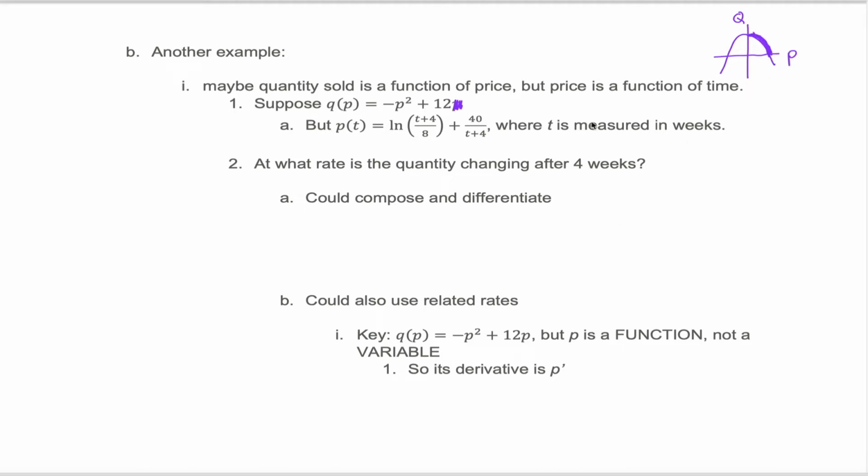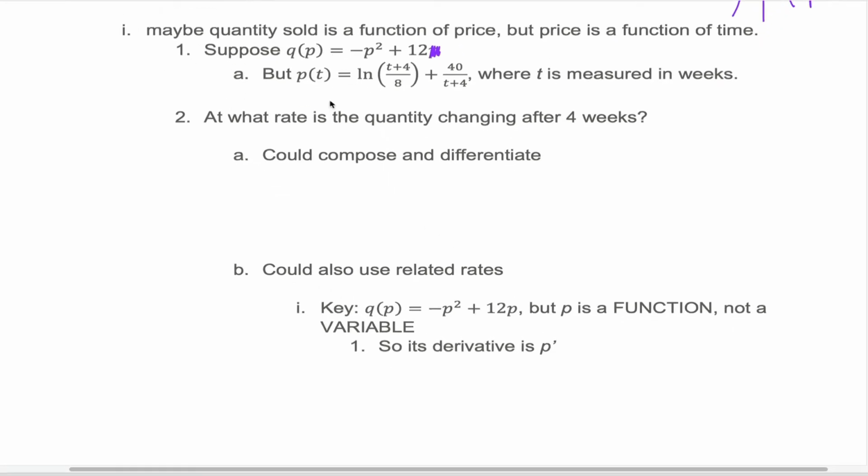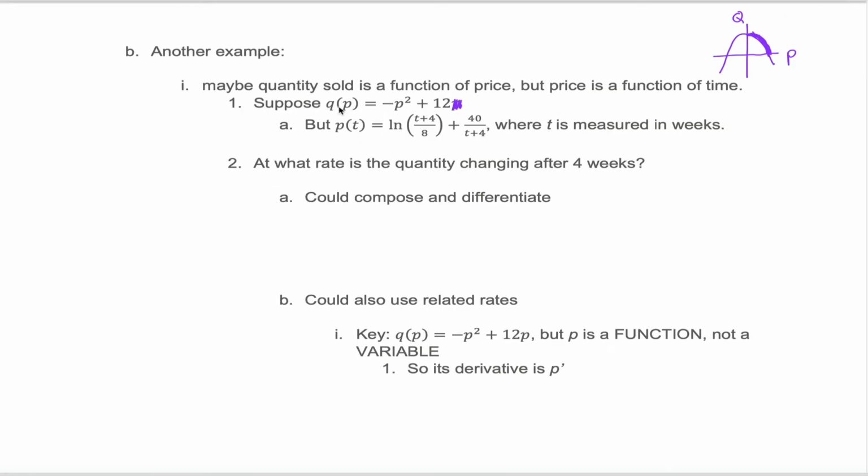And you're like, all right, that's all the same as it's always been. Yeah, except now p is no longer just a variable. P itself is a function. It's a function of time. So the quantity that you're going to sell is a function of the price that you're going to charge, but the price that you're going to charge changes over time. And it's given by this formula right here.